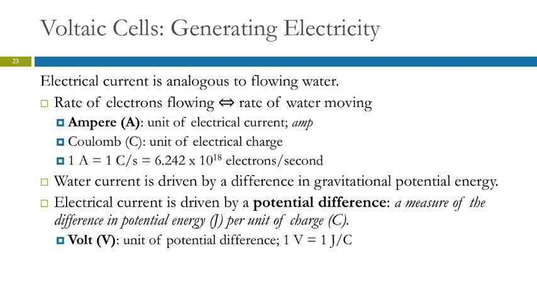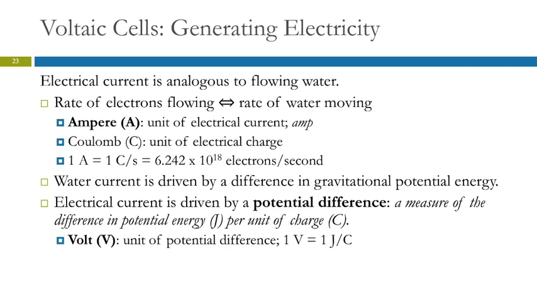Potential difference is a measure of the difference in potential energy per unit of charge. So we measure electrical current using a unit called an ampere. Abbreviation is capital A. It's often called amp. Coulomb is a unit of electrical charge. And so an ampere is 1 coulomb per second. It's how many electrons are moving per second. A coulomb happens to be equal to 6.242 times 10 to the 18th electrons. And so it's that many electrons moving per second is 1 amp.